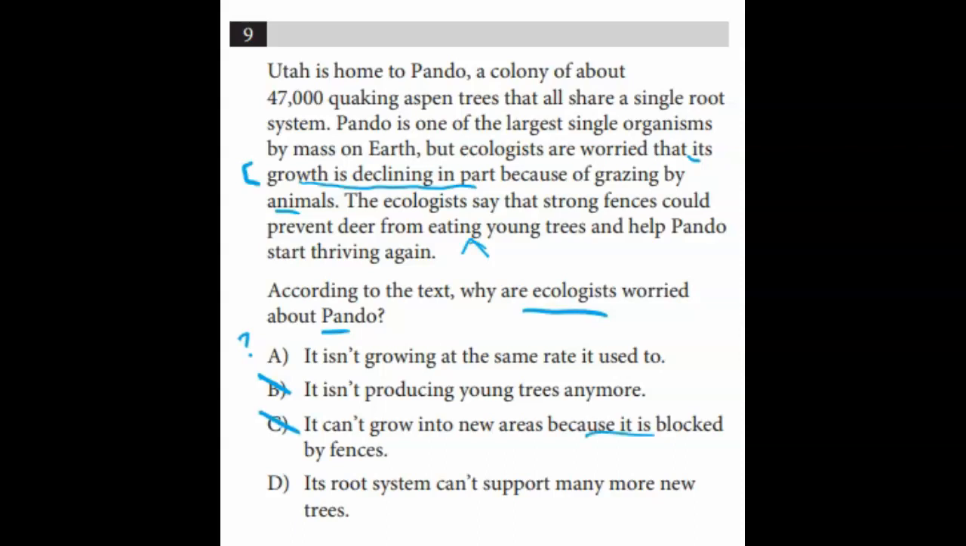It can't grow into new areas because it's blocked by fences. Nope, the fences were meant to actually save it. It says it right there: strong fences could keep the deer out from eating the young trees. Its root system can't support many new trees. No, definitely not that. It never mentioned how its root system is the issue. It mentioned that it's declining. So it's going to be A. And the evidence is that the growth is declining, which is a change in the rate from obviously increasing. So A is going to be the correct answer for number 9.